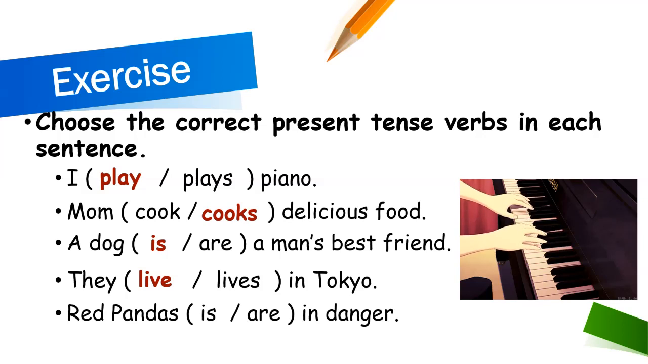Red pandas dash in danger. Is or are? So which word are you going to use with it? Look at the noun. The noun over here is pandas. Red pandas. So it is more than one panda. So which word are we going to use? Excellent. We are going to use are. So red pandas are in danger.